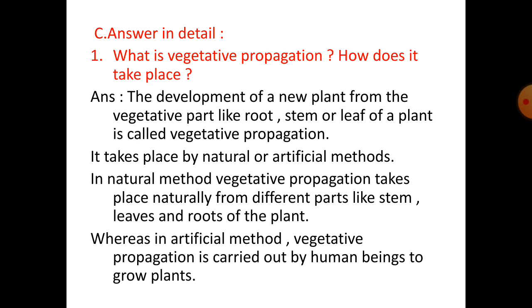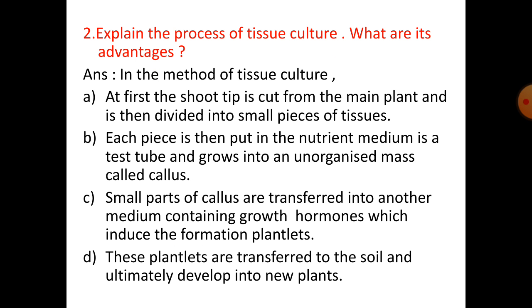Answer in detail. 1. What is vegetative propagation? How does it take place? The development of a new plant from the vegetative parts like root, stem or leaf of a plant is called vegetative propagation. It takes place by natural or artificial methods. In natural method, vegetative propagation takes place naturally from different parts like stem, leaves and roots of the plant. Whereas in artificial method, vegetative propagation is carried out by human beings to grow plants.